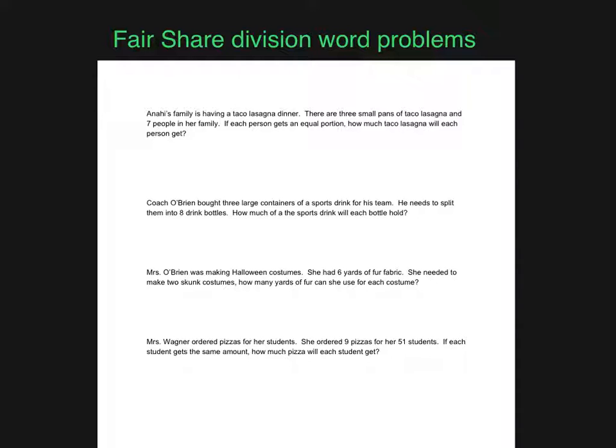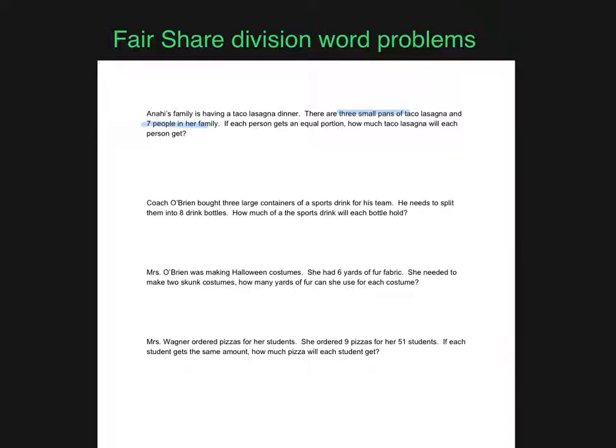There are 3 small pans of taco lasagna and 7 people in her family. If each person gets an equal portion, how much taco lasagna will each person get? So first, let's mark how much lasagna we have. We have 3 pans of taco lasagna, and we have 7 people in her family.